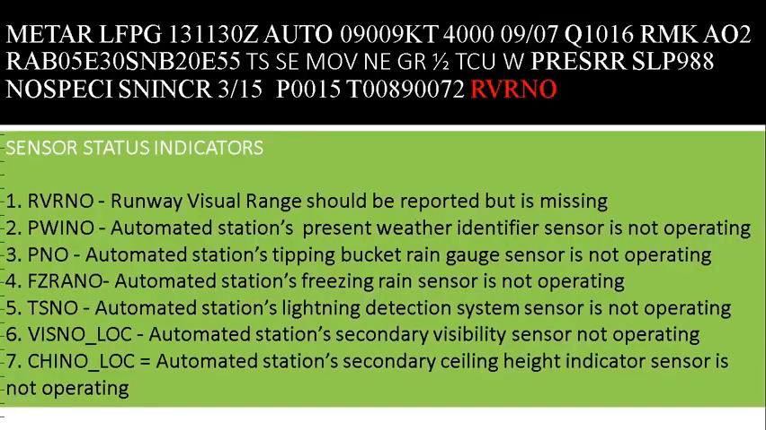Then sensor status indicators. If you have RVRNO, it simply means that RVR is not available. Then PWINO, peak wind indicator not available. These are all automated sensor information, but due to unserviceability, these are not available at the time of recording. PNO means that the rain gauge sensor is not operative. Then FZRANO, freezing rain sensor not operative. Then TSNO, thunderstorm or lightning detection system is not operative. Then VISNO, secondary visibility sensor not available. If you have a secondary ceiling height indicator sensor and that is not available, it will come as CHINO.